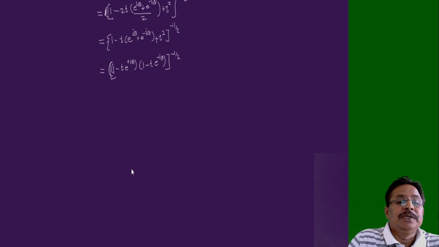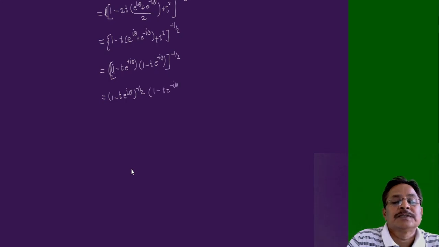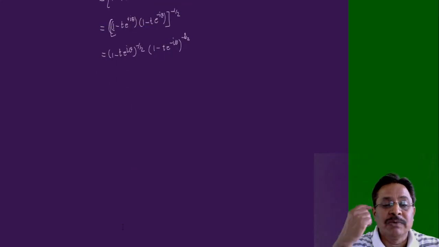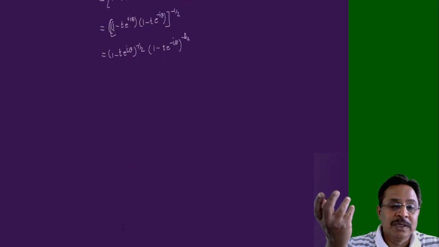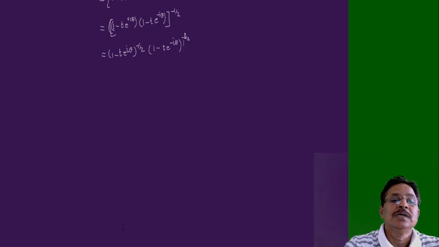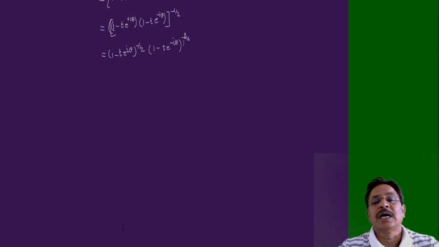And that's what it can be done. In the first bracket is (1 minus t) into e raised to i theta, that raised to minus half, and this also (1 minus t) times e raised to minus i theta, that also raised to minus half. Now you have to use the expansion of (1 minus x) raised to minus half. That expansion you can use for the first series as well as for the second series.